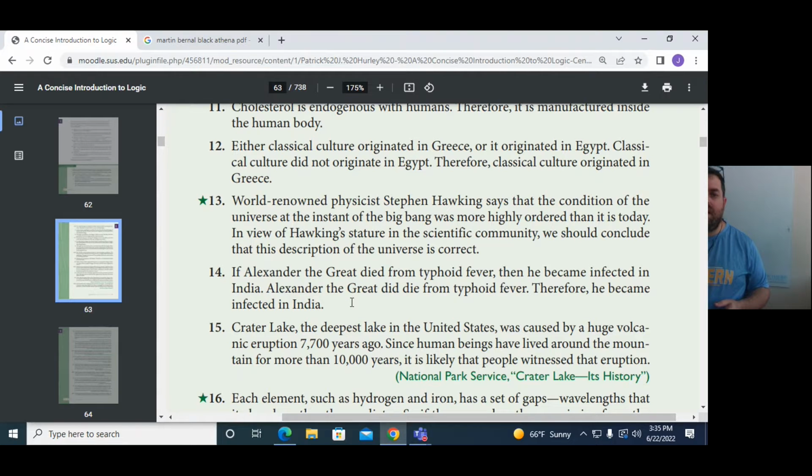But there you go. Number 13, world-renowned physicist Stephen Hawking said that the condition of the universe at the instant of the Big Bang was more highly ordered than it is today. In view of Hawking's stature in the scientific community, we should conclude that this description of the universe is correct. I like this version, and we haven't seen this quite yet. So what is it? Pause to consider. Deductive or inductive? What do you think? It is inductive, right? It's inductive because human beings can be wrong.